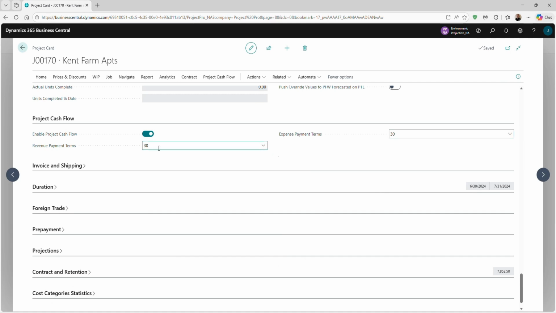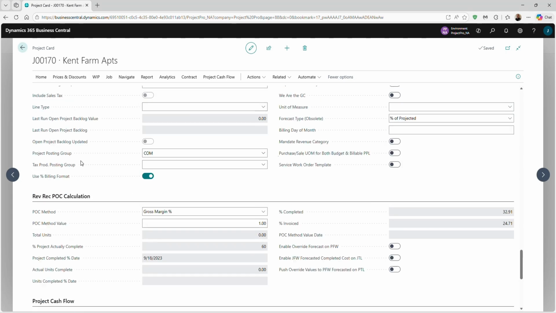For cash flow projections, if we're invoicing a certain amount any given month, we anticipate receiving payments 30 days later. Similarly, if we're incurring some expenses, we expect to pay those 30 days afterward.